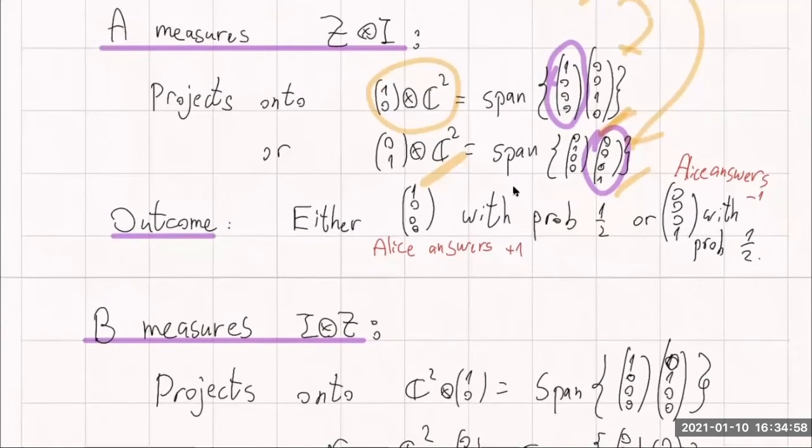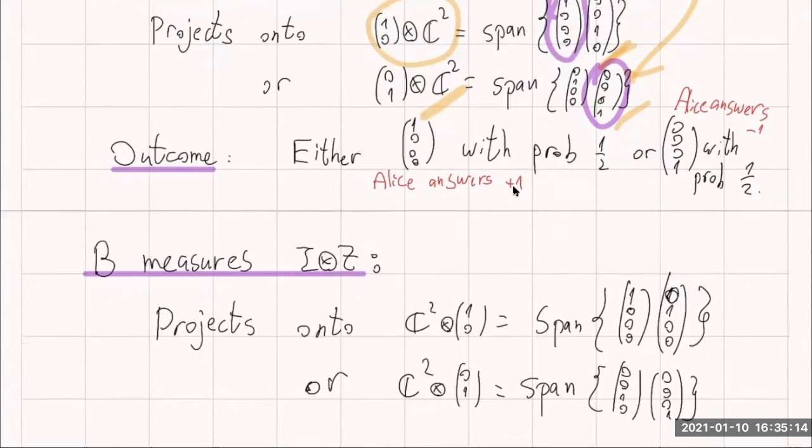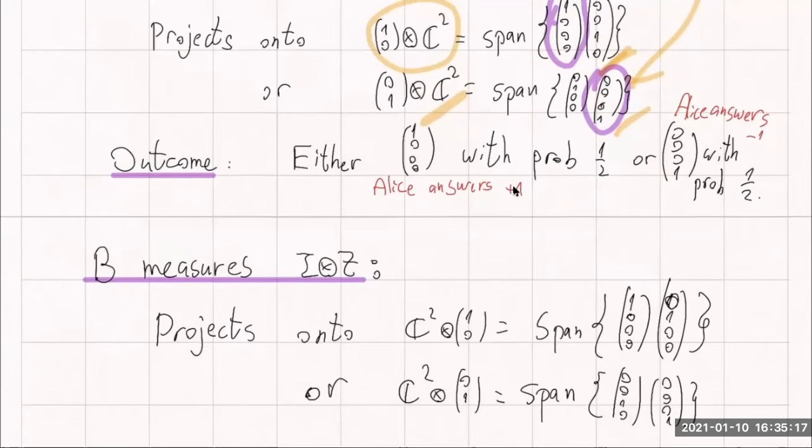Now let's ask ourselves, after Alice measured her part of the particle, what happens if Bob measures with respect to the same basis, with respect to Z? Okay, so again, when Bob measures with respect to this I tensor Z measurement, he projects onto either this space or this space. And again, this is an easy check by definition. What does it mean to project on the span of 1, 0 with everything else? It means projecting on the span of this thing. And what is spanning on 0, 1 tensor everything? It's just projecting on this thing.